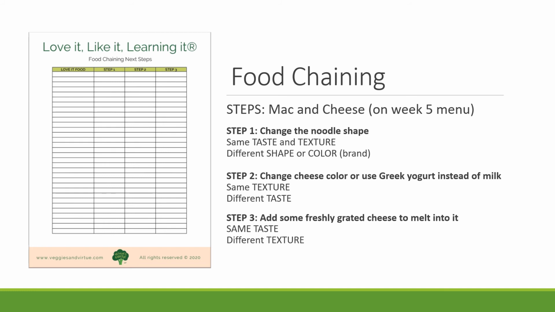The third step you could do would be to maybe add some freshly grated cheese so it kind of melts into it. That adds a different texture, especially if you're using a boxed mac and cheese that has a powdered cheese packet. Having that creamy melted cheese texture in the mac and cheese is not something they're familiar with, and likely is one of the qualifiers in their favored food if their Love-It list qualifier was boxed mac and cheese. So you can see how this would add a little bit different texture. Maybe you start out with really finely grated cheese and just a little bit. Over time, you can maybe add a little bit more.